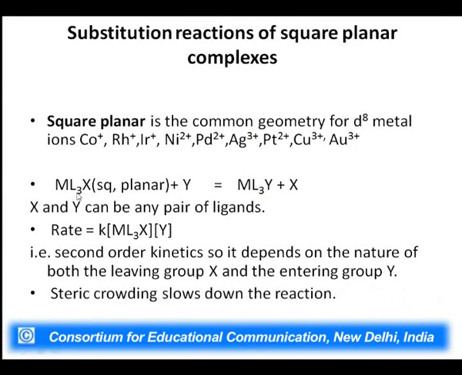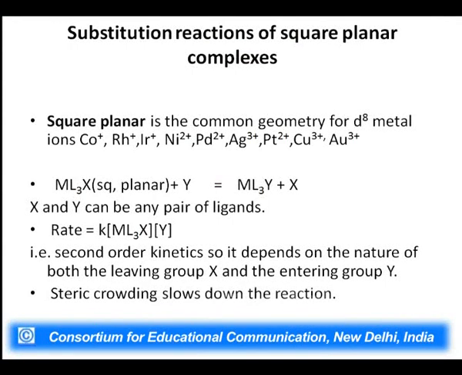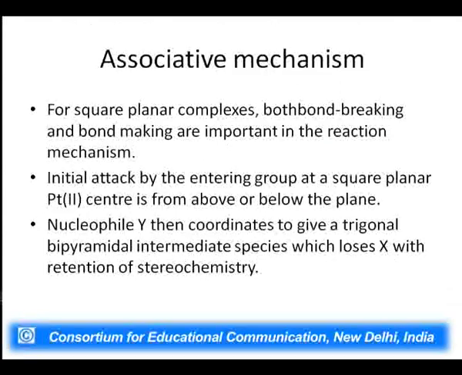Second order kinetics means the mechanism depends upon both the bond breaking as well as the bond making step. Whereas in octahedral complexes, substitution generally takes place through a dissociative mechanism. In this case, because it follows second order kinetics, the mechanism taking place may be the associative or interchange associative mechanism.